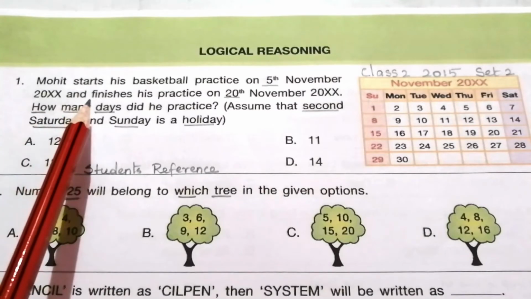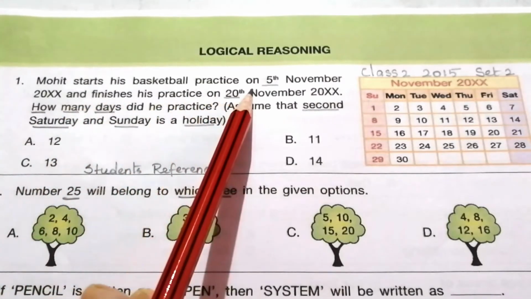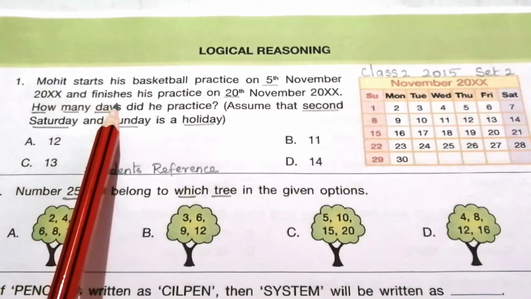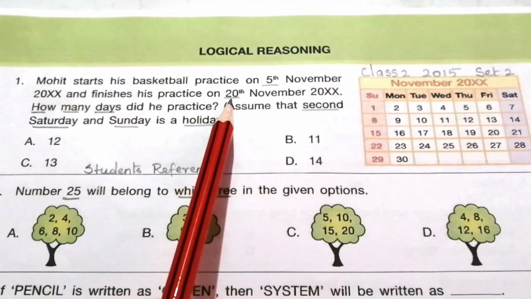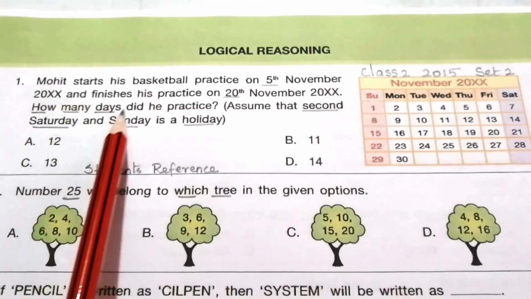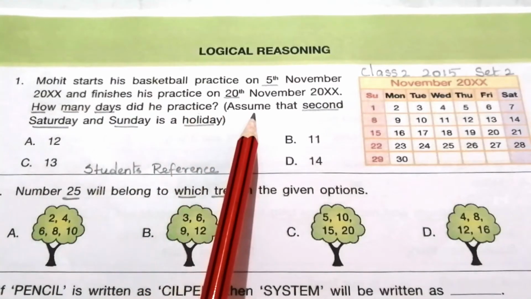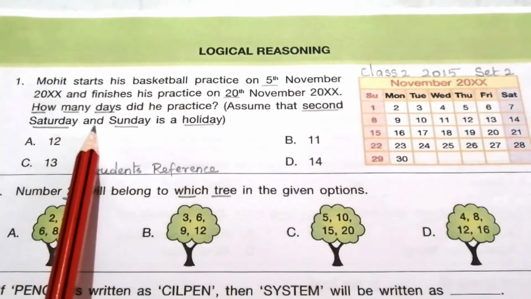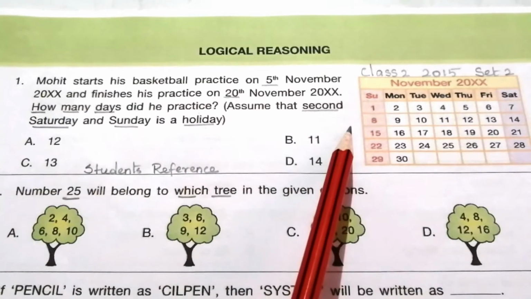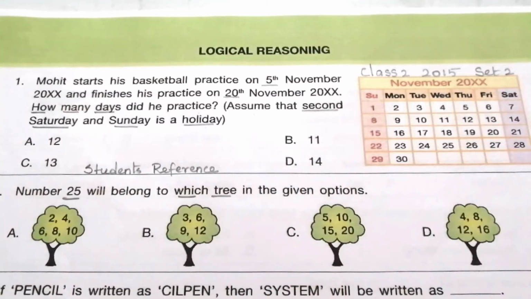1. Mohit starts his basketball practice on 5th November 2000XX and finishes his practice on 20th November 2000XX. How many days did he practice? Assume that second Saturday and Sunday is a holiday. This is the given calendar. Try to find out the answer.